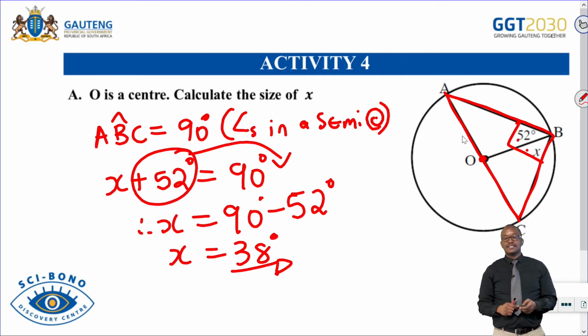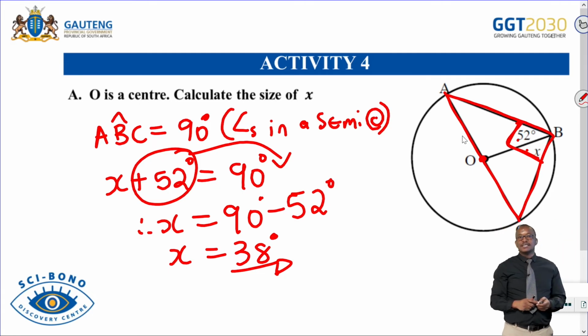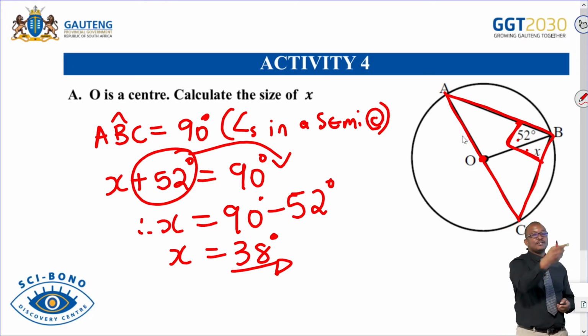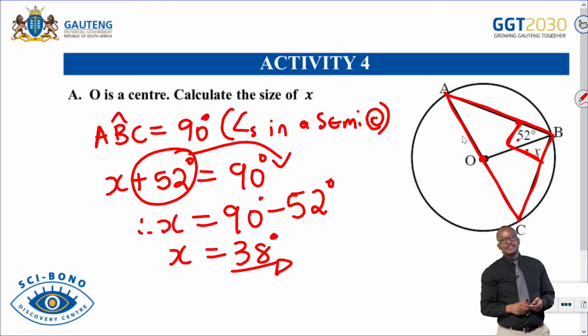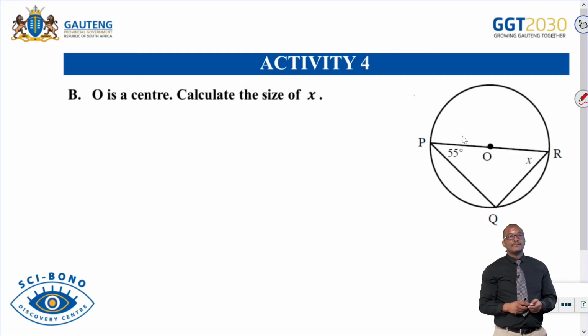38 is going to be your answer. So this is how you apply this type of theorem. You firstly identify the angle of 90 degrees there. Then from there you can deal with what is given in the diagram. Okay? We have another case here.